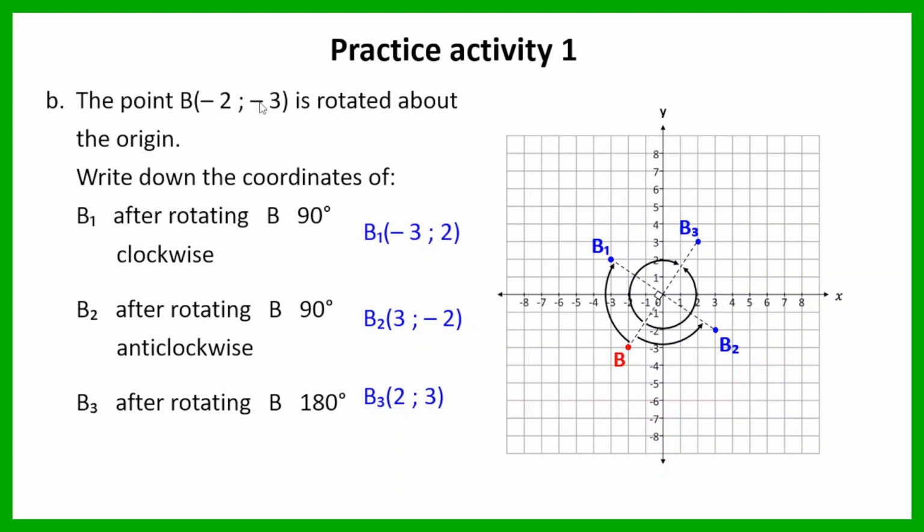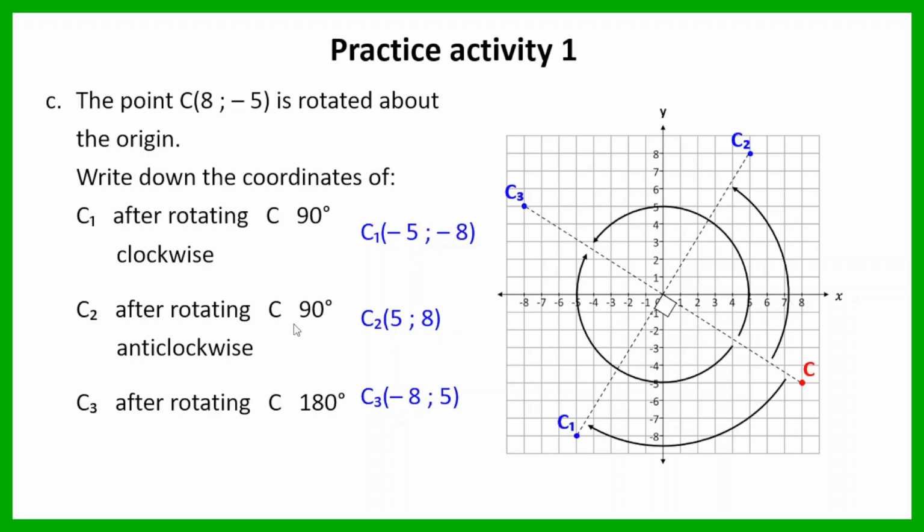We had B, (-2, -3). When I rotated it 90 degrees anti-clockwise, same thing happened again. They switched places, but the y value changed sign. So y changed from -3 to 3, and they switched places, giving us (3, -2).